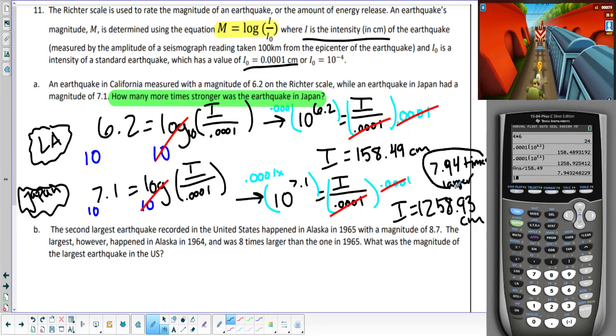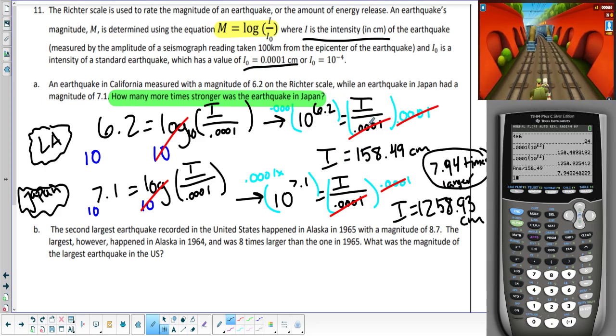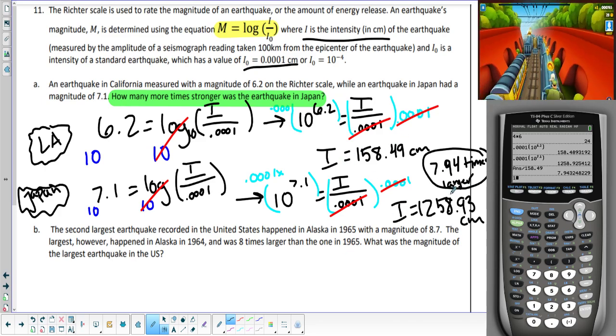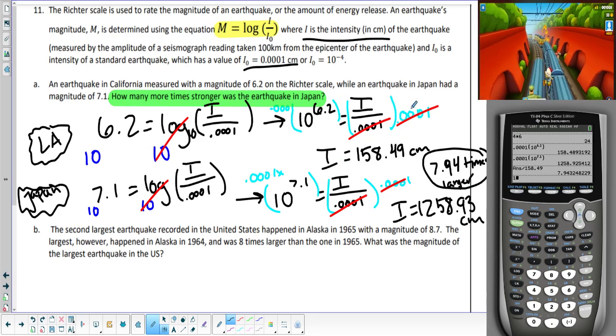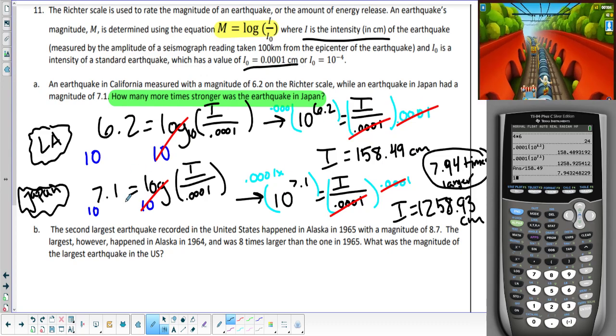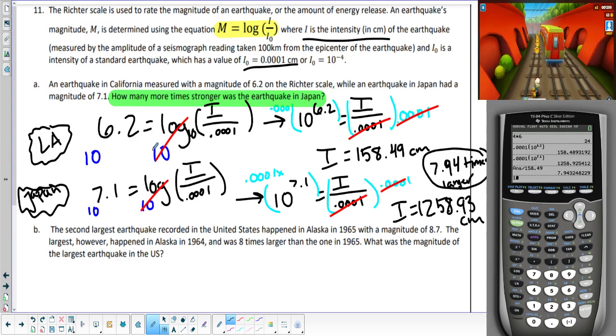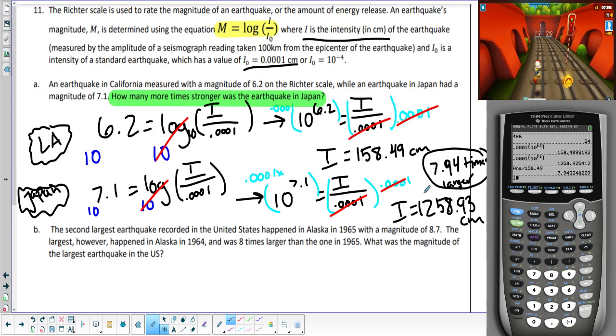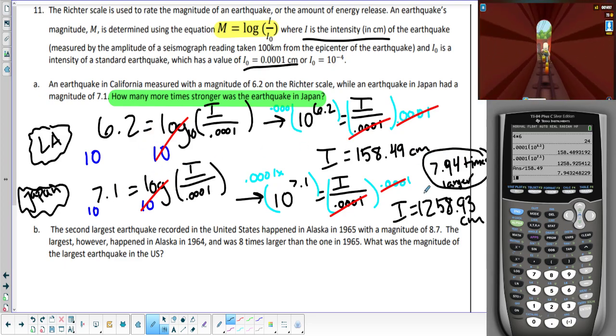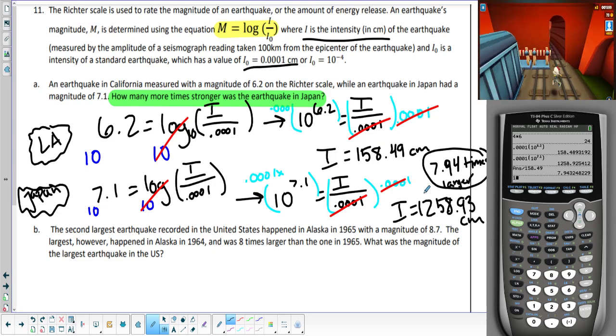That's your final answer. So essentially you're solving for I, the actual intensity, and then you're comparing how different they are, which is kind of crazy. This isn't even a jump of 1 on the Richter scale, yet it's nearly 8 times larger of an earthquake. It would cause 8 times as much damage theoretically, right?